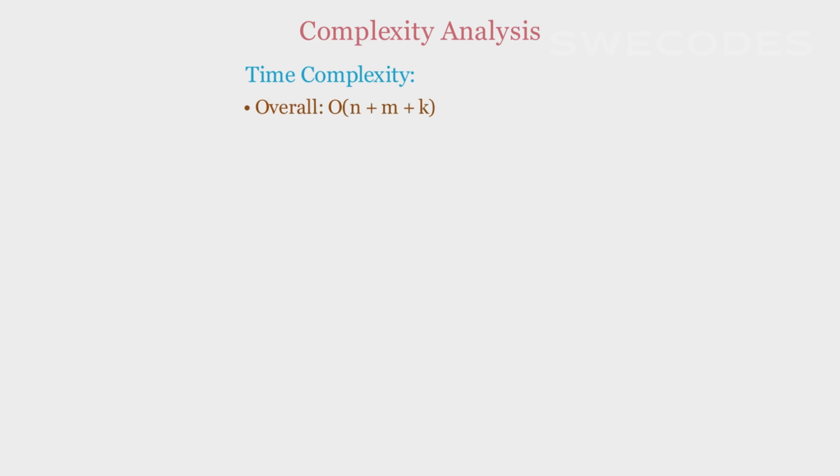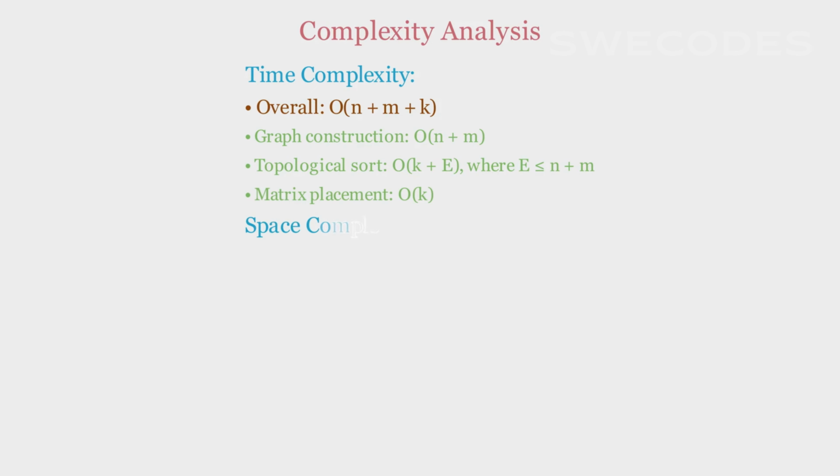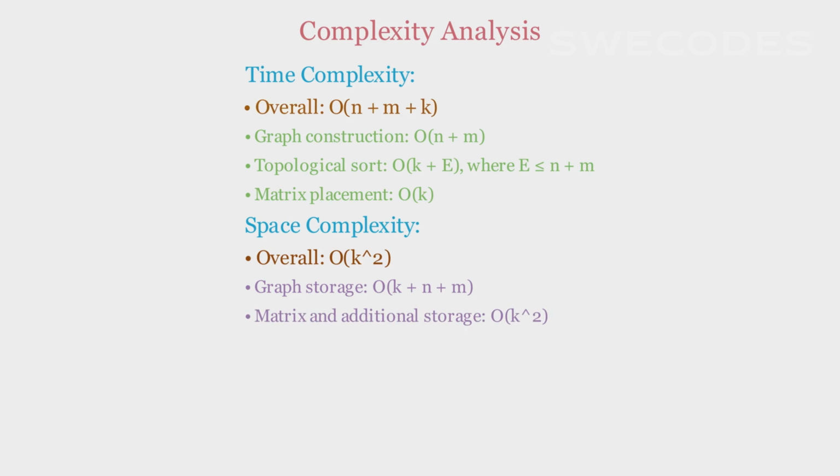Let's break down the time and space complexity of our solution. Time-wise, we're looking at O(n + m + k), where n and m are the number of row and column conditions respectively. This accounts for graph construction, topological sorting, and matrix filling. Space-wise, our overall complexity is O(k squared), mainly due to the k by k matrix we're creating. We also use O(k + n + m) space for graph storage.